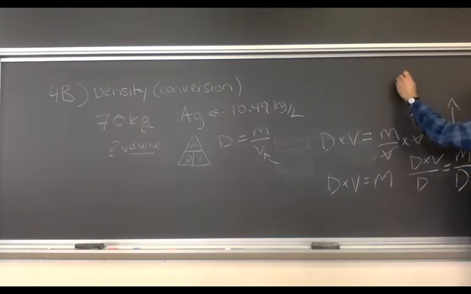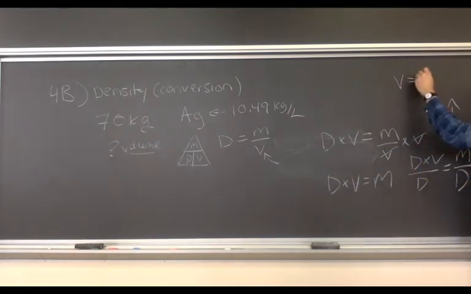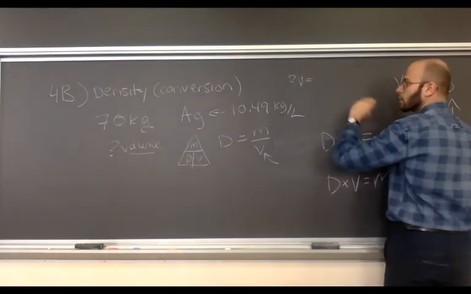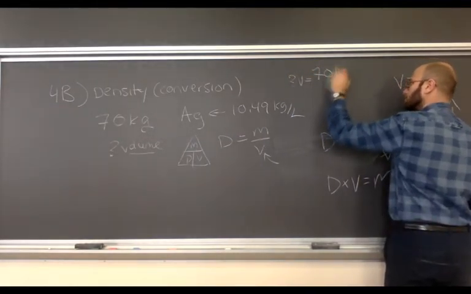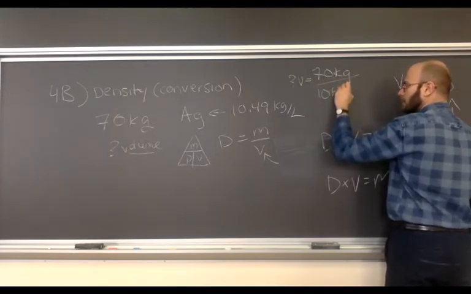And last but not least, we have the volume. Again, what we're looking for is going to be equal to the mass divided by the density. And so to fill in our values for what we have here, the unknown volume is going to be equal to the mass that was given, divided by the density that was also given.